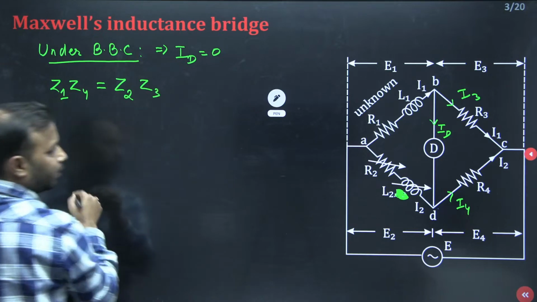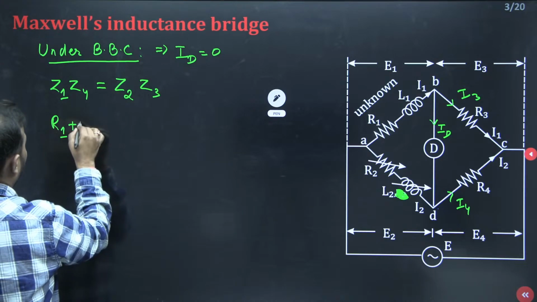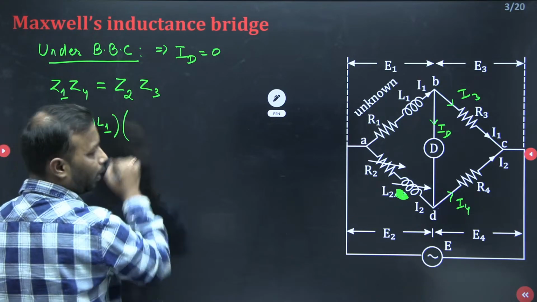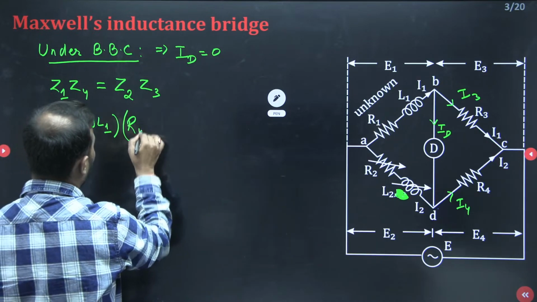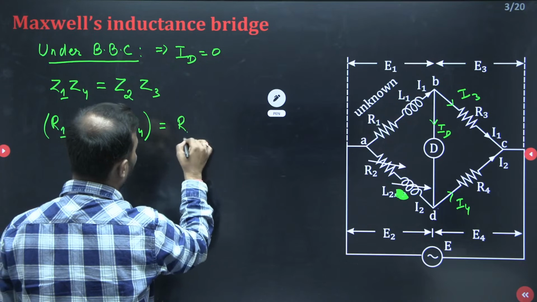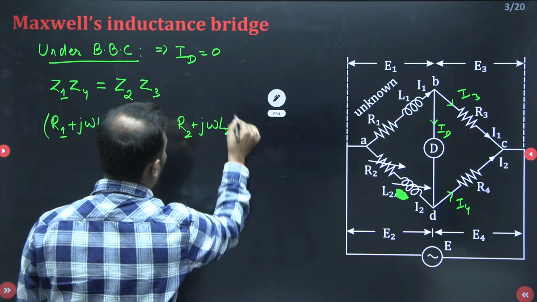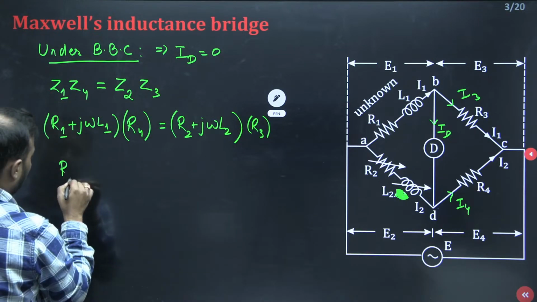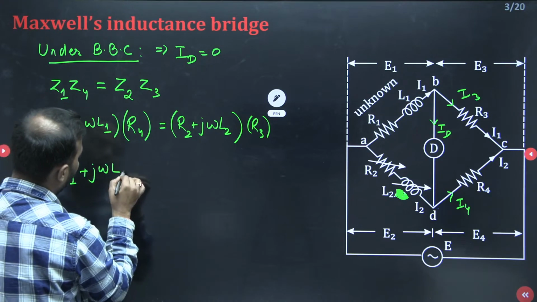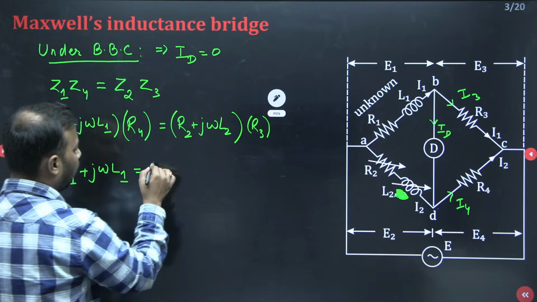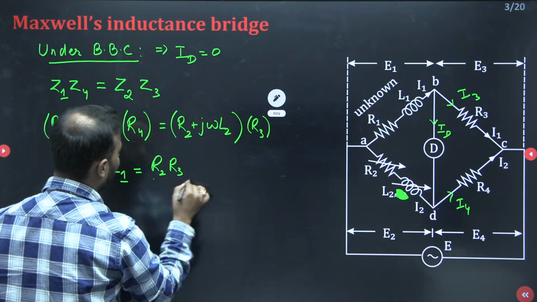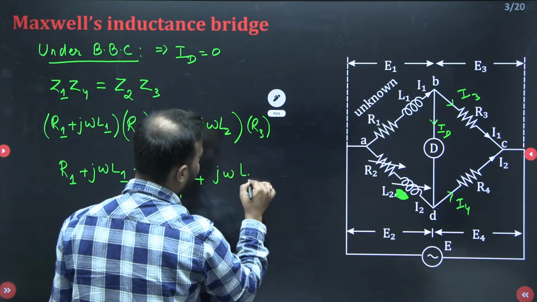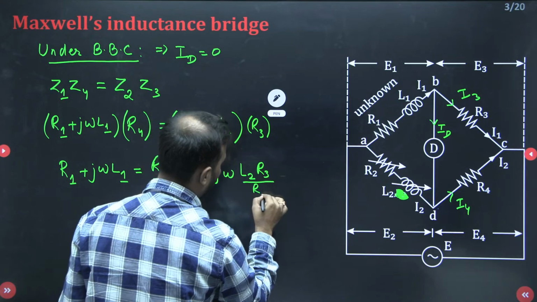Z2 and Z3. Z1 is R1 plus j omega L1. This is unknown, which we need to determine, the R1 and L1 value. What is Z4, my friend? Z4 is R4. What about Z2? Z2 is R2 plus j omega L2 and Z3 is R3. So R1 plus j omega L1 is equal to R2 R3 divided by R4 plus j omega L2 R3 by R4. I hope this is clear to you.